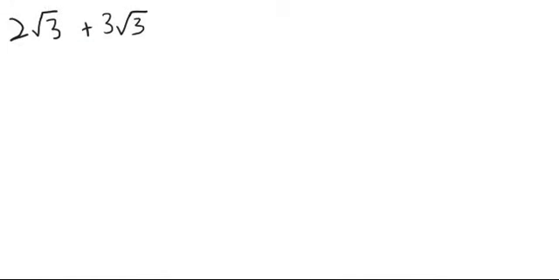So this is the first video on roots. For the first question we have 2 root 3 plus 3 root 3. So we're trying to add these two figures. Because we have root 3 and root 3 on both, we can actually just add the two numbers. Because they have the same root, if they don't have the same root, you can't actually add this. But since they have the same root, the answer is 5 root 3.